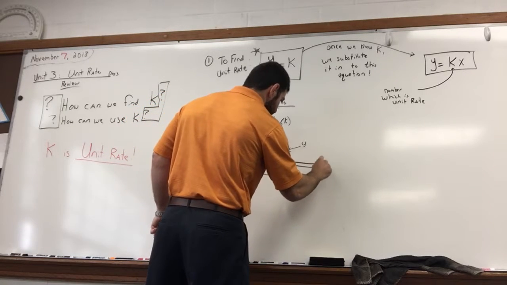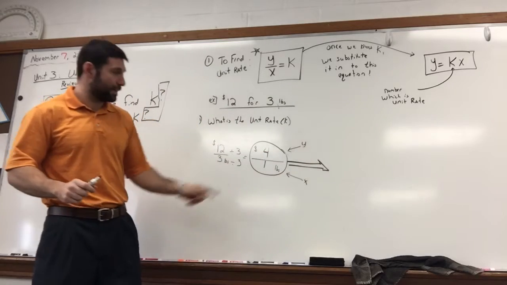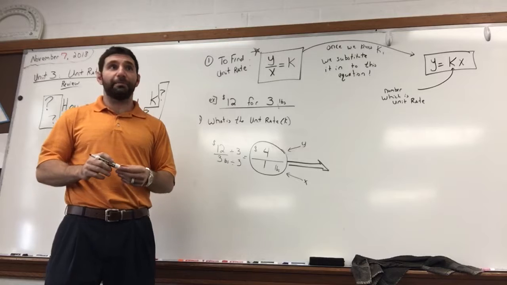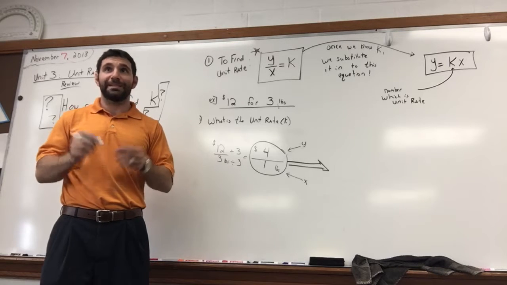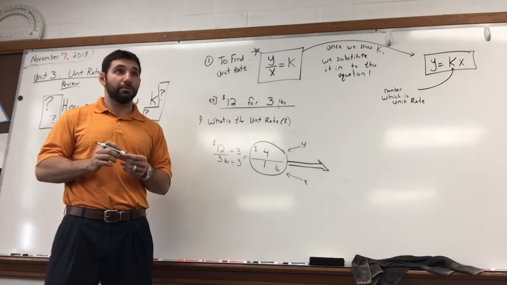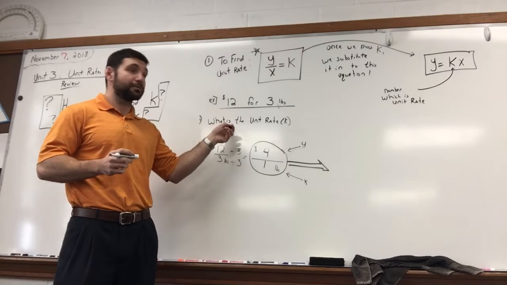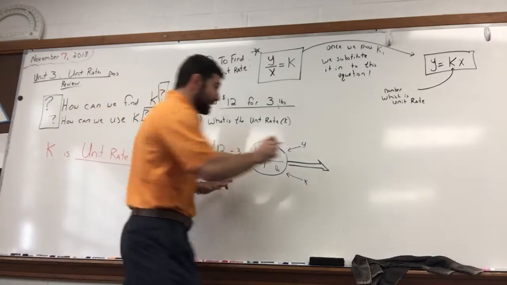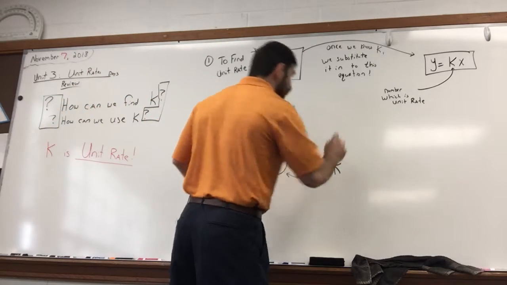We know that my y is my money, my x's are my pounds. What is 4 divided by 1 though? What is that whole fraction? Okay, it's 4, but what did we just find? We found the unit rate, which, Owen, is K.